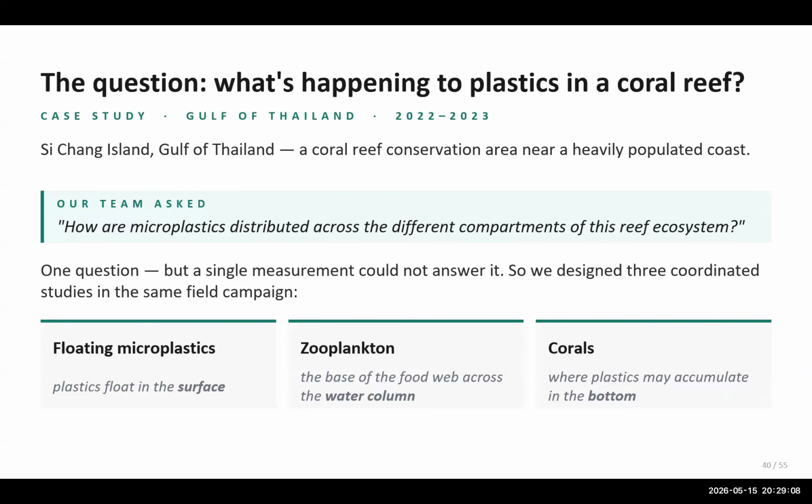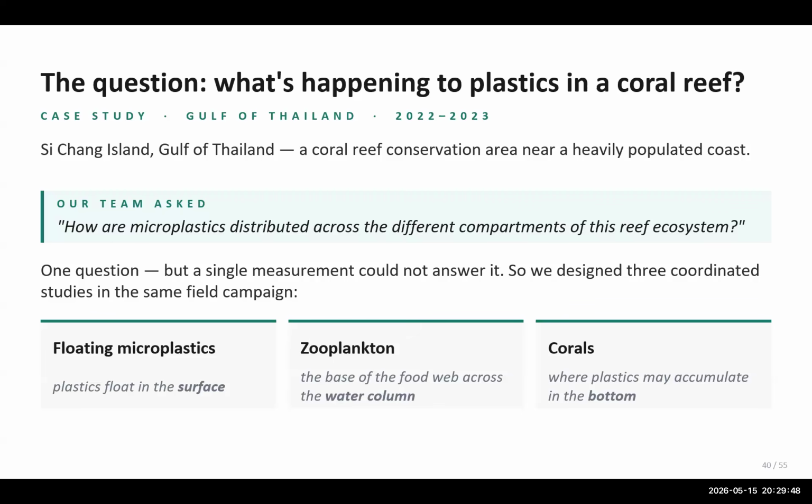This is a coral reef conservation area, very close to a heavily populated coast because there is a lot of tourism over there. Our team was asking a single question: how are microplastics distributed across the different compartments of this reef ecosystem? One question, but we knew that one measurement would not answer it. So we designed 3 coordinated studies from the same project in the same field campaign.